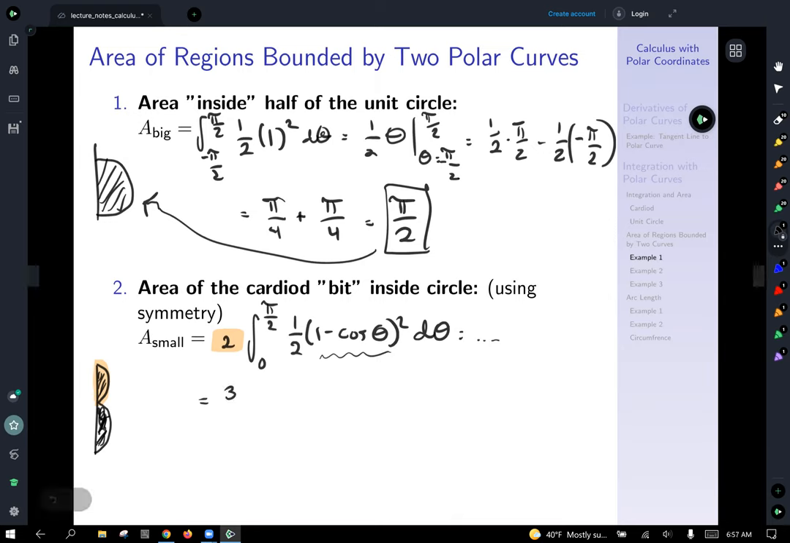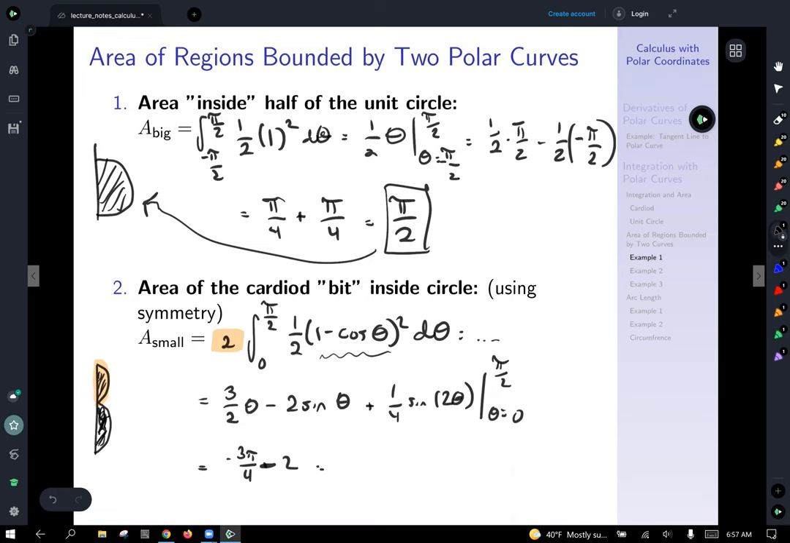Okay, so if we do that math, we get 3/2 theta minus 2 sine of theta plus 1/4 sine of 2 theta. And we're going to evaluate that from theta equals 0 to pi over 2. And this result takes into account that 2 that's highlighted outside. We've accounted for that, and that's what we get. Now, plugging in those theta values and evaluating that expression, we end up with 3 pi over 4 minus 2. And adding that stuff together, we end up with positive 3 pi minus 8 over 4.